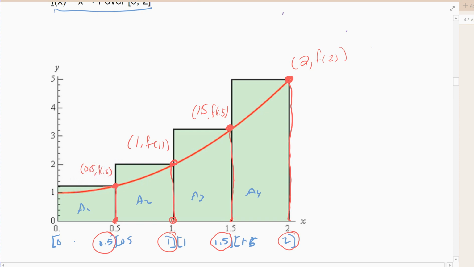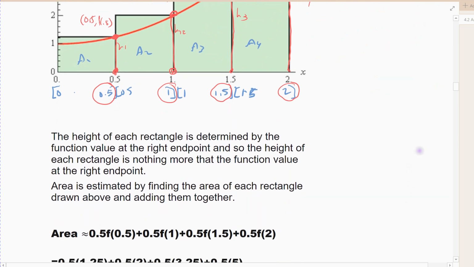Alright, so that's what we mean by using our endpoints to draw a rectangle. Those endpoints determine the height. This is the height of this rectangle, this is the height here, this is the height 2, and this is the height of 1. When I draw my rectangle, the y value, the function value, represents the height. So in this case, the height would be whatever f of 2 is. The height of each rectangle is determined by the function value using the right side of each interval. Again, it's nothing more than the function value, so you just plug it in.